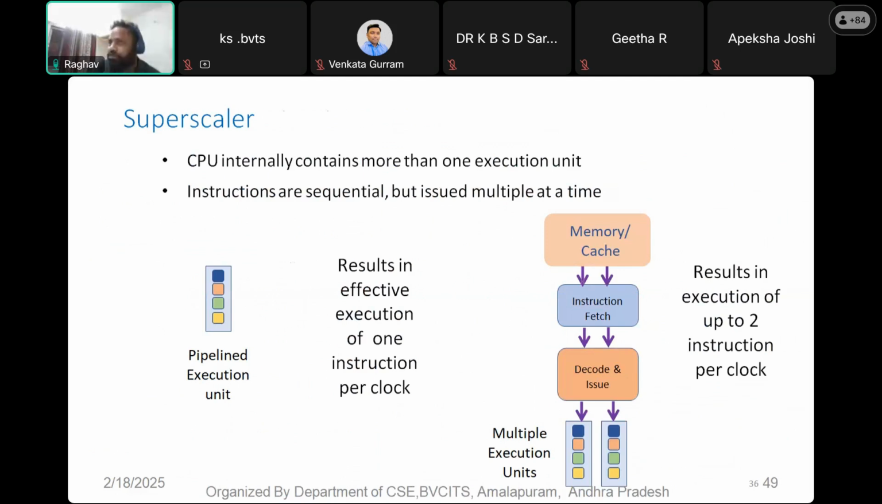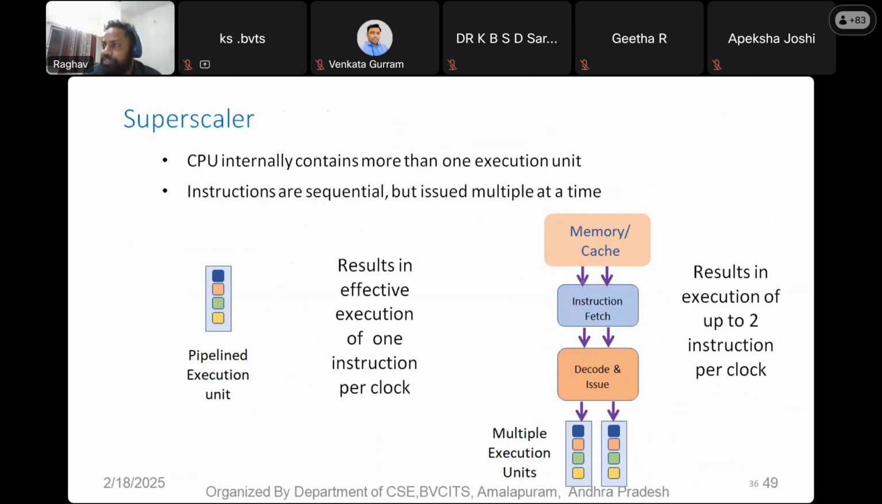Okay, what we are seeing here is what we call pipeline execution. Essentially, what we have is execution units, and an instruction set which is being executed by the core or the CPU. This is associated with the memory or the cache, and any instruction at that point of time would go to the execution unit.